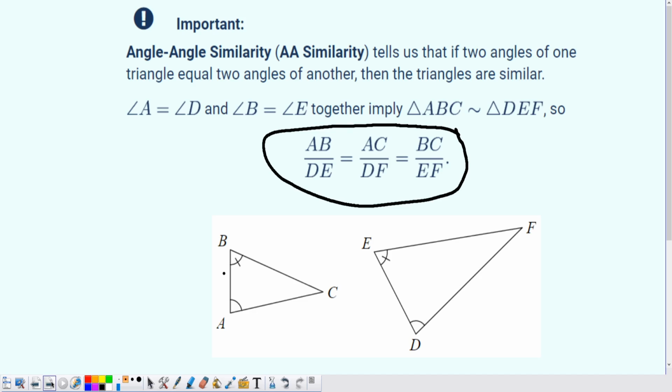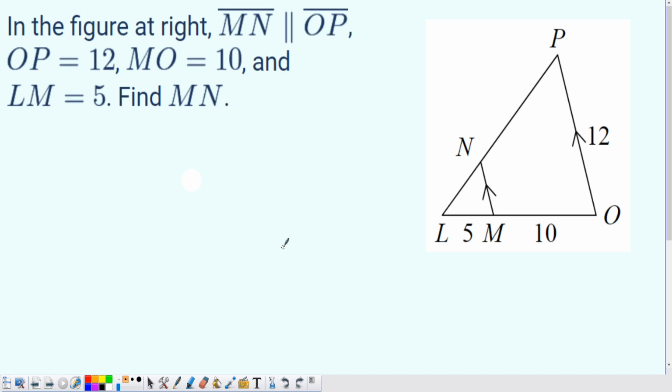So, with that being said, let's try out this technique on our first problem. In the figure on the right, MN is parallel to OP. OP is 12, MO is 10, and LM is 5. Find MN. So, first thing I have to do is find out whether or not I have any pairs of similar triangles. Well, the two triangles I have are LNM and LPO.